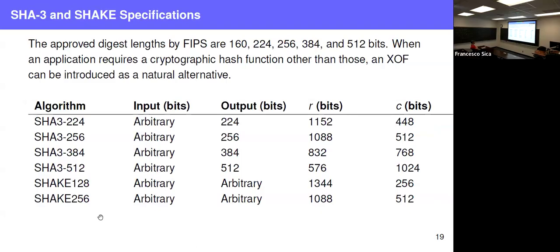So, as you can see here, for example, SHA-3 256 will produce 256 output, while the rate bits are 1088 bits, and the capacity has 512 bits. Keep in mind that the rate bits should be equal to the message block size.